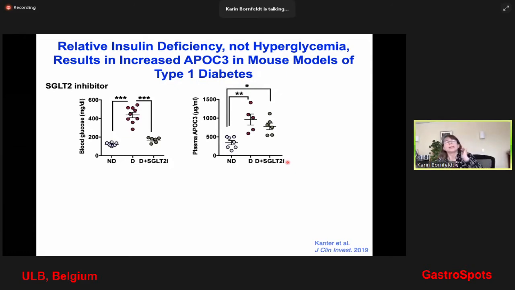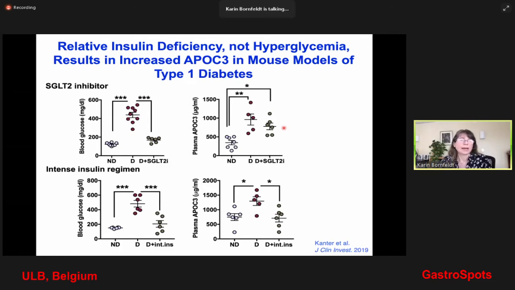Well, one possibility is, of course, that there isn't sufficient insulin or that the animals are hyperglycemic. So in order to dissect those two possibilities, we fed animals an SGLT2 inhibitor through the drinking water. And you can see here that blood glucose levels are, of course, high in the diabetic animals as compared to the non-diabetic controls. And when we gave them the SGLT2 inhibitor, the blood glucose levels were normalized. But plasma ApoC3 levels remained high in both of these groups, suggesting that hyperglycemia per se is not responsible for the elevated ApoC3.